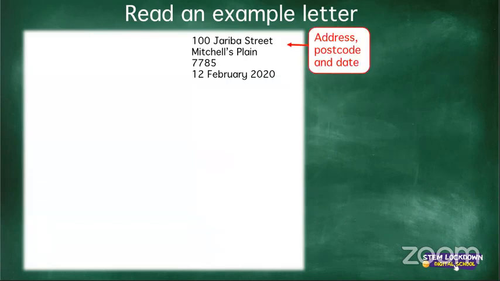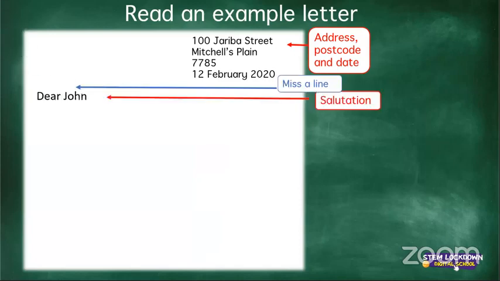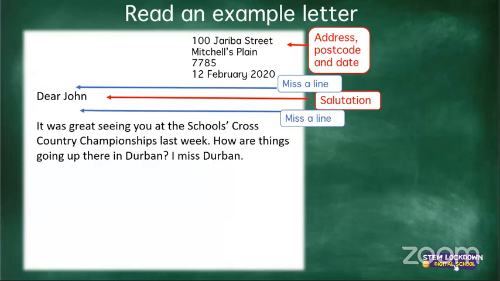So that part has 3 sections: the address, the postcode, the date. Then you miss a line. Dear John, miss a line. And now the first paragraph. It was great seeing you at the school's cross-country championships last week. How are things going up there in Durban? I miss Durban. And that's your first paragraph where you begin with greetings.